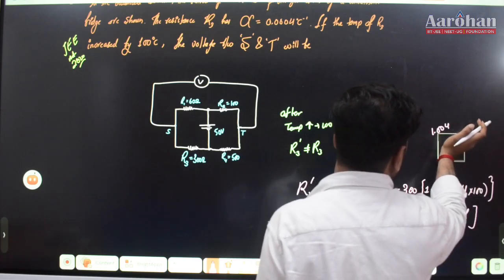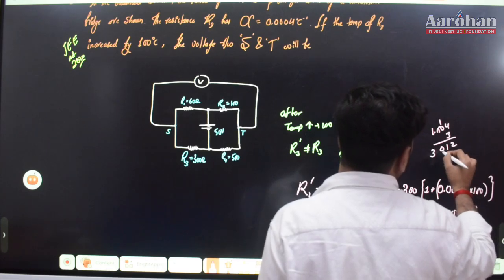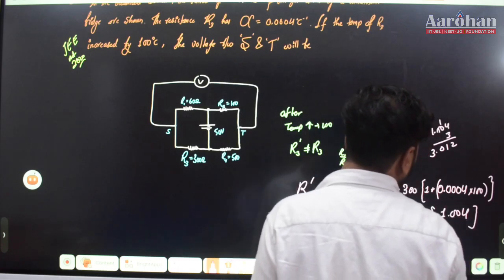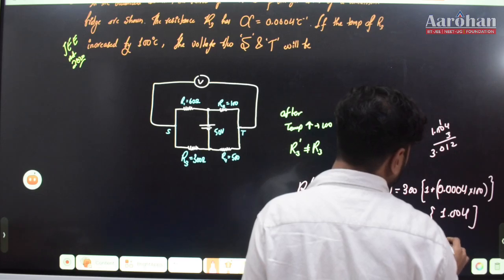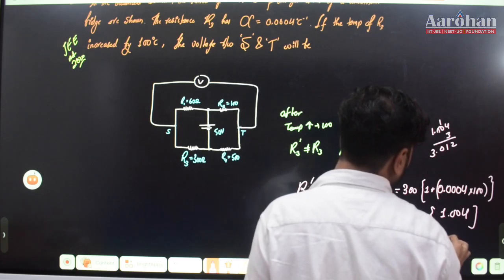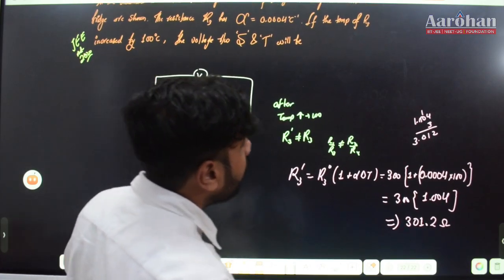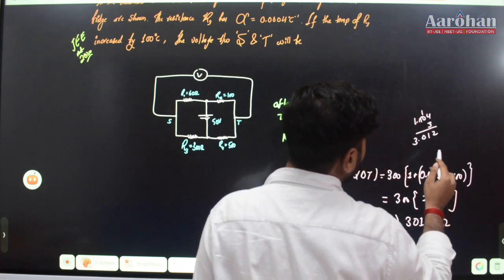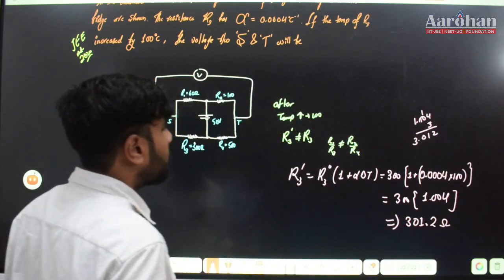Now if you just multiply 300 by this, what will you get? Let me check again. 1.004 times 300 gives 301.2, and this many ohms is your new resistance.